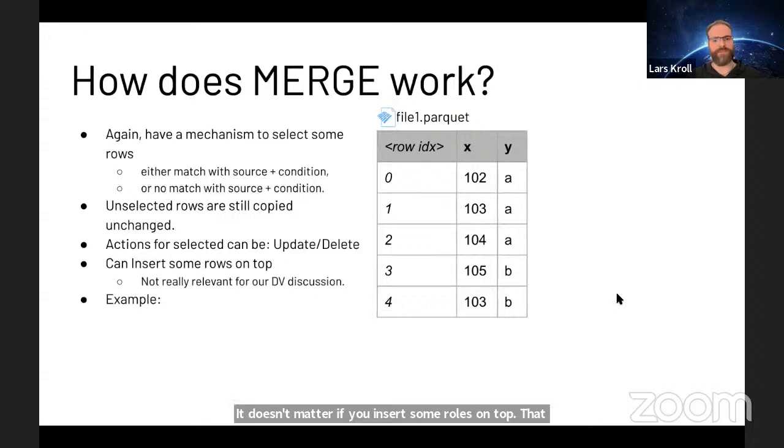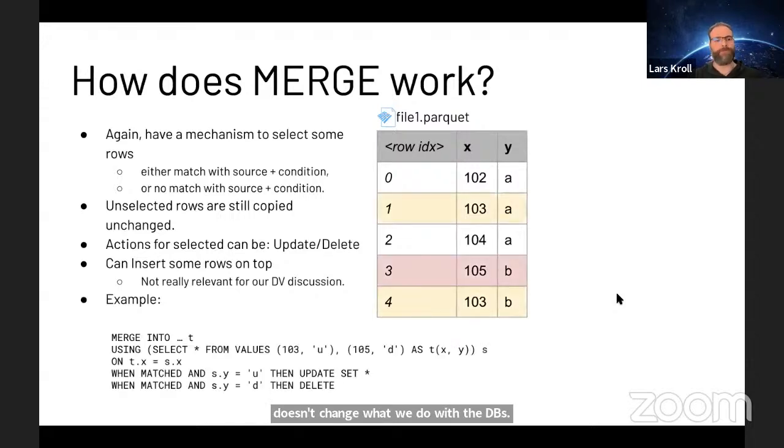So let's take the example here, same file as before. Let's say we have this merge statement, which very quickly summarized basically takes all the rows where x is 103 and updates them such that y is u, and takes the row where x is 105 and just deletes it. Okay, that's the summary of this merge statement.